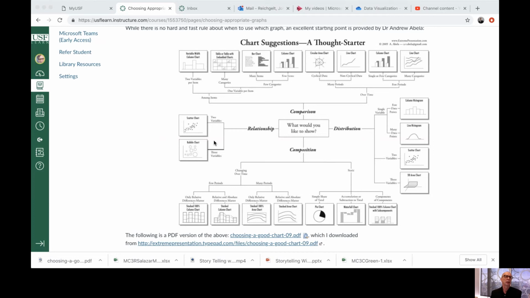And then you see, and it's a little bit harder to see, that, for example, if you want to convey a relationship, is it two variables? Well, if it's two variables, then a scatter chart is a good idea. If it's three variables, then a bubble chart is a good idea, and so on. So what I suggest you do is that you take some time to look at this chart and use it as you start thinking about which visualizations to use for your project.